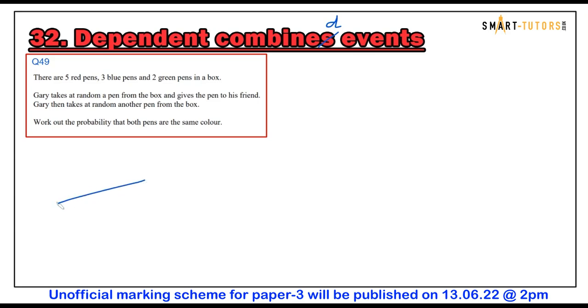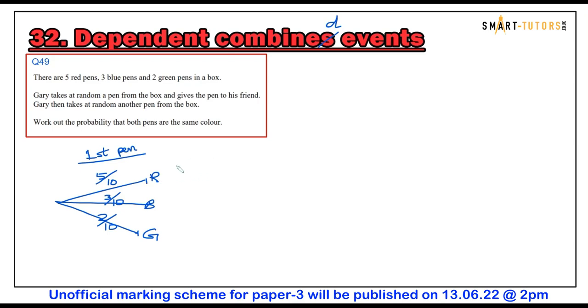First write the probability with the first sector of the tree. The first sector indicates the 5 red pens. So this is red, this is going to be blue, and this is going to be green, right? So 5 red pens, so 5 over 5 plus 3 plus 2 is 10, and 3 blue pens, 3 over 10, and 2 over 10. So this is the first pen he has taken from the box and given to his friend.